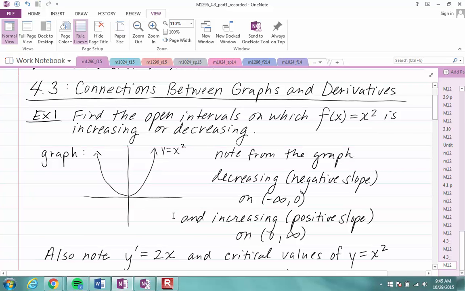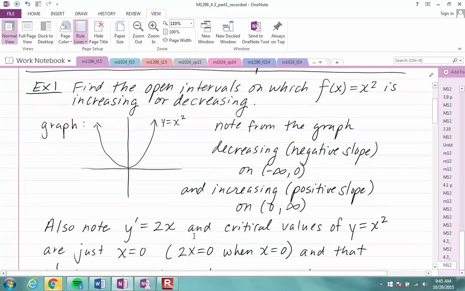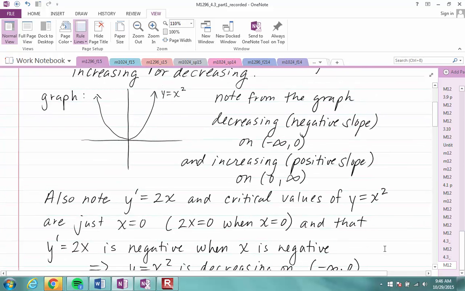So another thing to note is we talked about critical values, and the critical values of y equals x squared, the way we'd figure that out is we take the derivative and we get 2x, and then we want to see for which x the y prime equals 0 or does not exist. So 2x exists everywhere, no problems there, but we do have the derivative equal to 0 at x equals 0. And so that's a critical value.